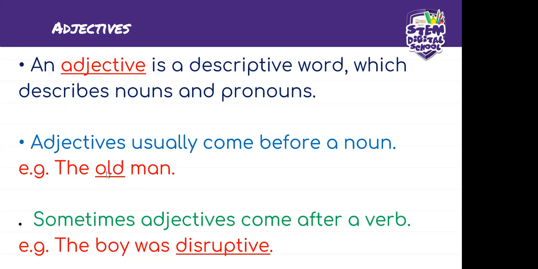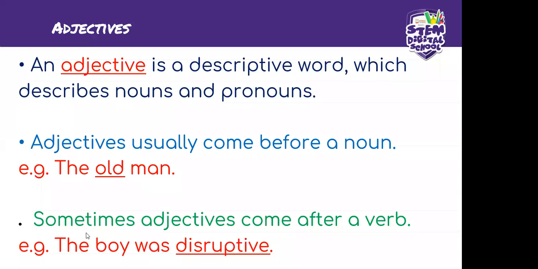And you realize that this adjective here came before the noun. The noun here is man. The old is an adjective. The there is an article. Okay, so that's the article, the adjective, and the noun. So you realize here that in this sentence, the adjective came before a noun.